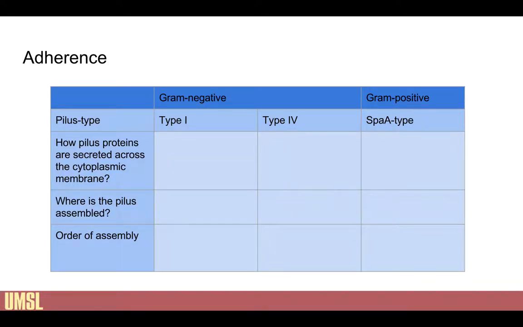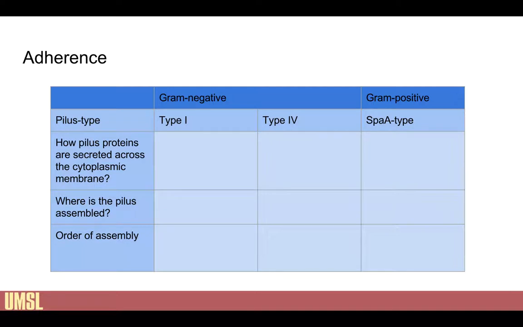So where are these pili assembled? Type 1, remember, is on the outer membrane, so the assembly event happens on the outer membrane. For type 4, the assembly happens on the cytoplasmic membrane. Whereas the Spa type is outside the cell, so it's happening in the extracellular environment and being added onto the cell wall.